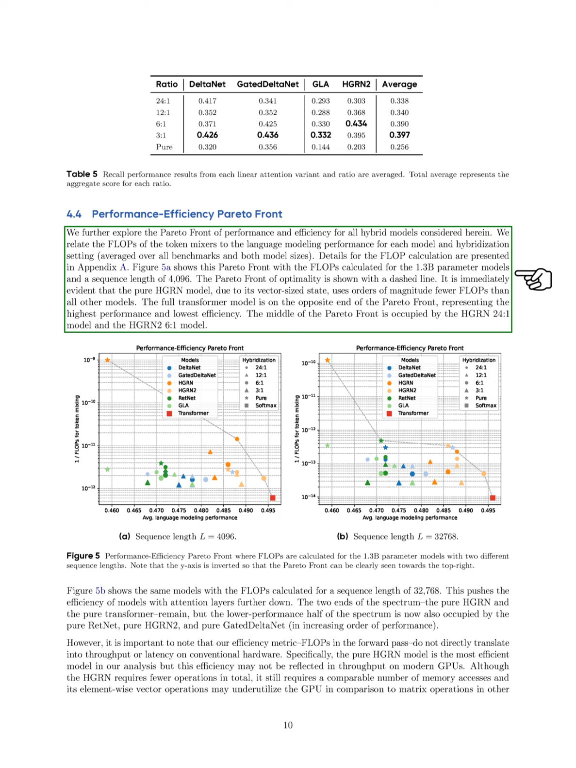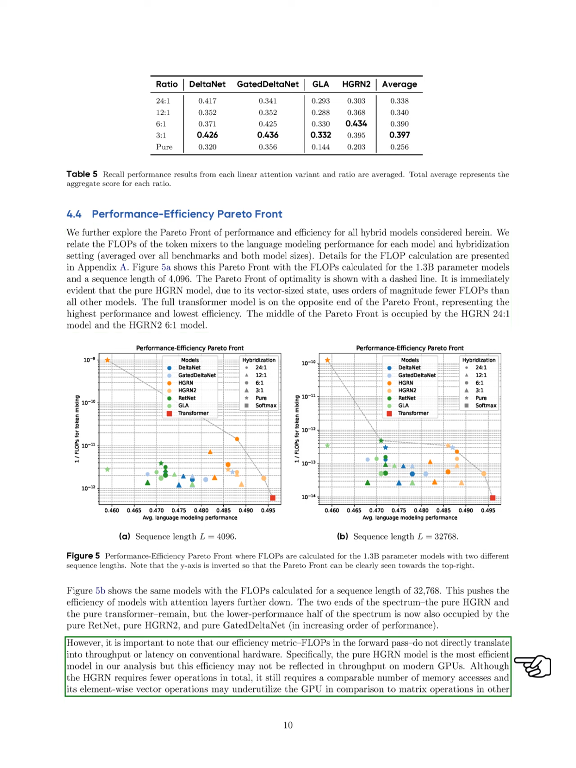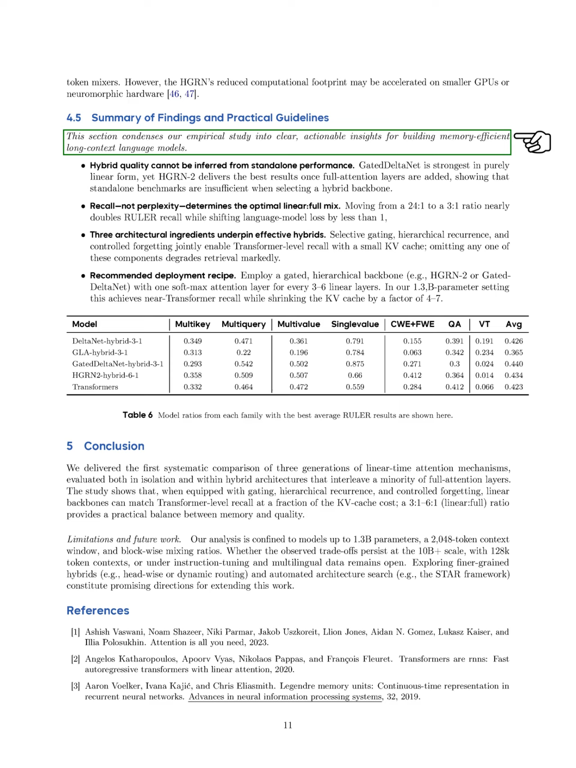We connected the computational requirements of the models to their language modeling performance across various settings. Our analysis shows that the pure HGRN model is much more efficient than others, while the full transformer model offers the highest performance but at a lower efficiency. In summary, our study provides clear guidelines for creating memory-efficient long-context language models.